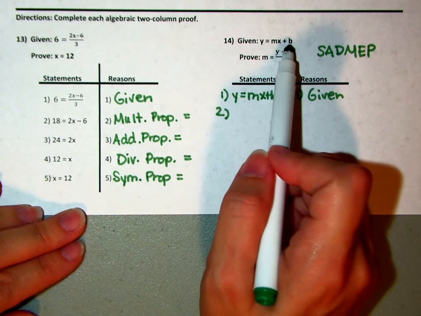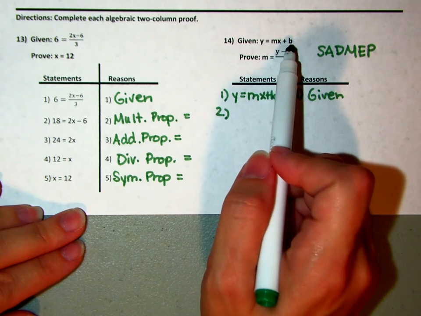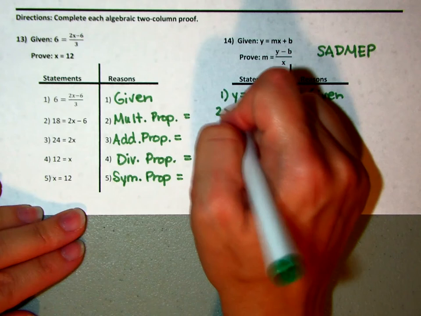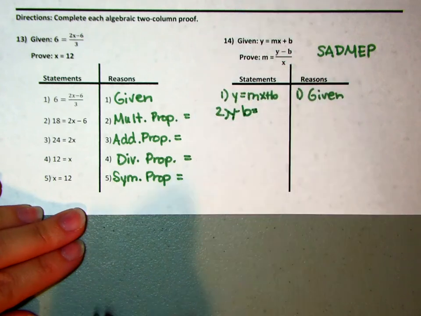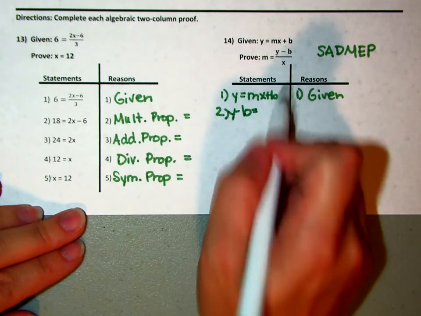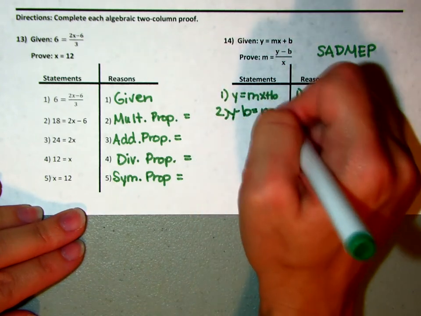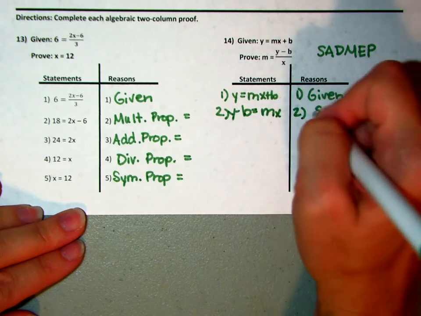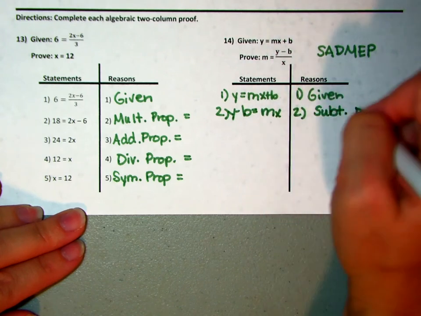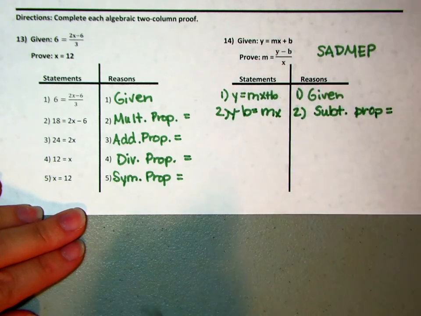Since this is positive b, I need to subtract it from both sides. So if I subtract it from this side, it looks like y minus b. If I subtract it from this side, the b's will cancel, leaving me with just mx. So what I did was the subtraction property of equality.